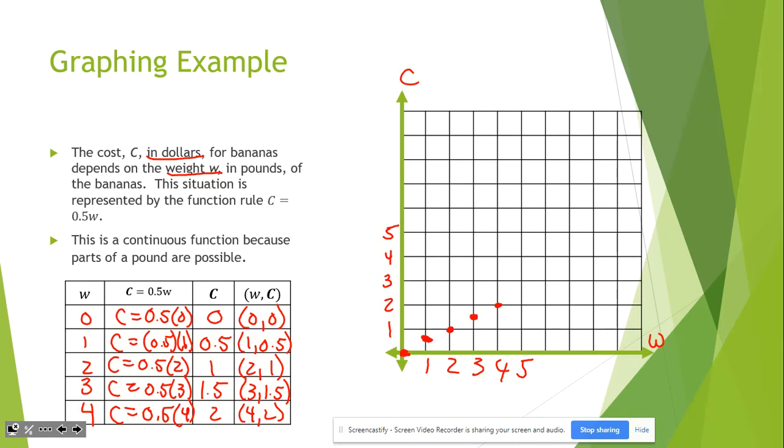At this point, I said it was continuous, so I can draw my line. Now, what's interesting about this function, because I'm only using positive values, I only want an arrowhead on that side. I want to label my function, C equals 0.5W, and there are no follow-up questions, so I'm good with this example.